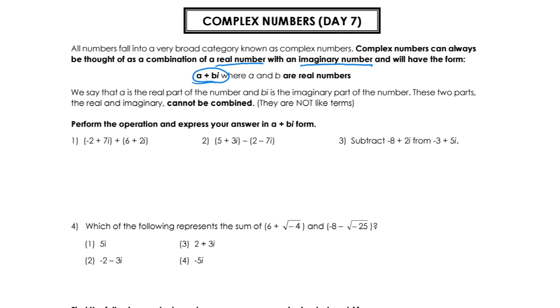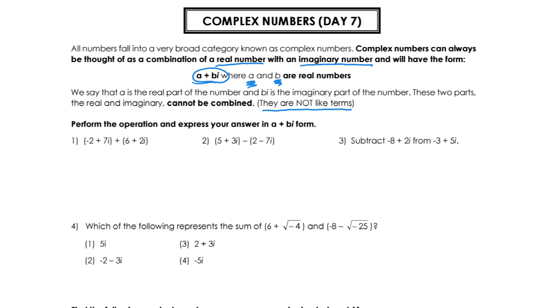And they call that a plus bi form, where a is the real number, and because b has an i next to it, the bi makes it imaginary, but the b itself is a real number. Okay. We say that a is the real part of the number and that bi is the imaginary part of the number. These two parts, real and imaginary, cannot be combined. They're not like terms. Okay. And so we leave them separate like that, leaving the real part first and the imaginary part second.